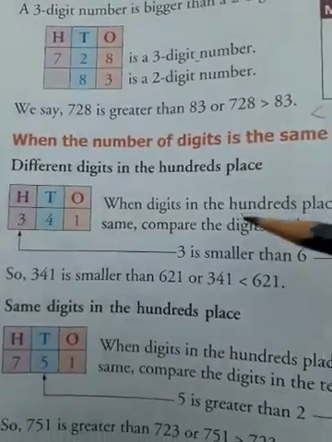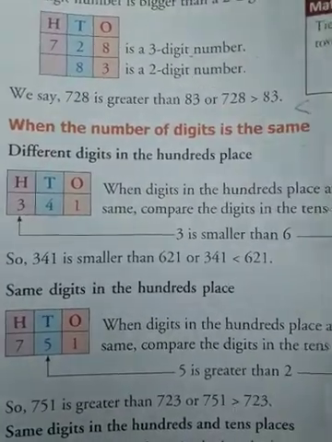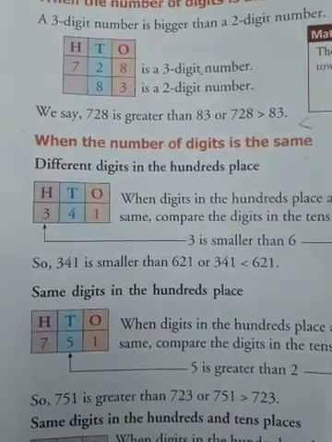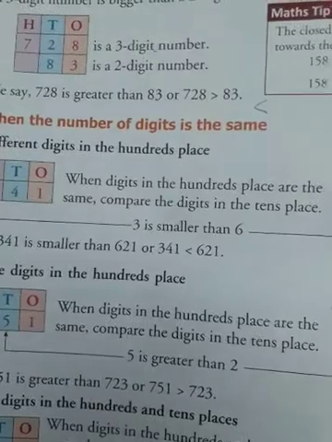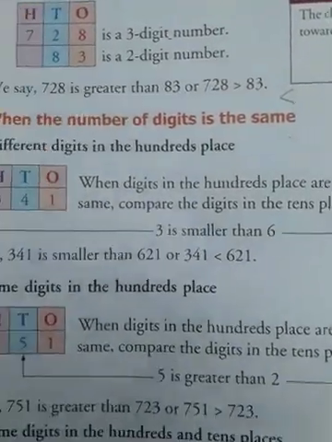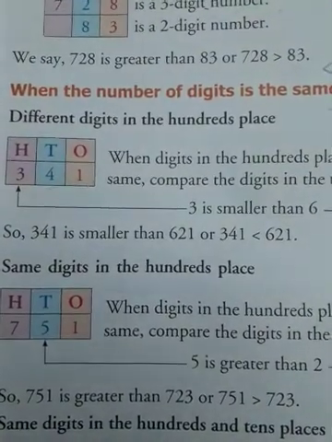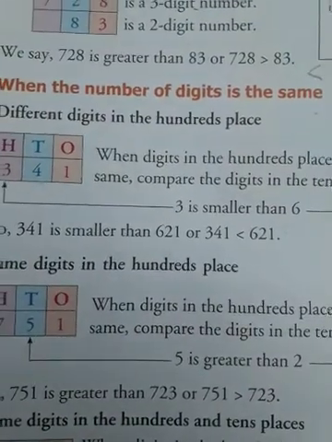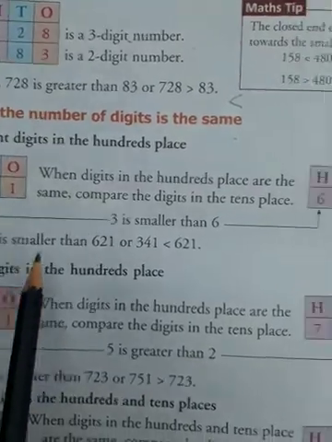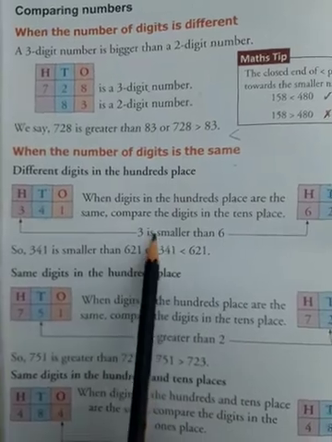Okay. Next is when the number of digits is the same. So when the number of digits is the same, we compare a 3-digit number to a 3-digit number and a 2-digit number to a 2-digit number. Okay, so let's see different digits in the hundreds place. So first of all you check the hundreds place. Here you can see two numbers, 341 and 621.